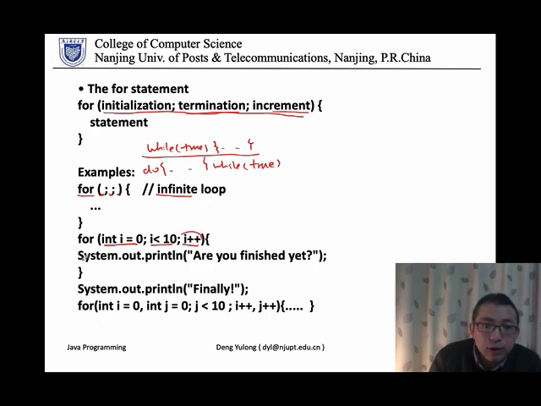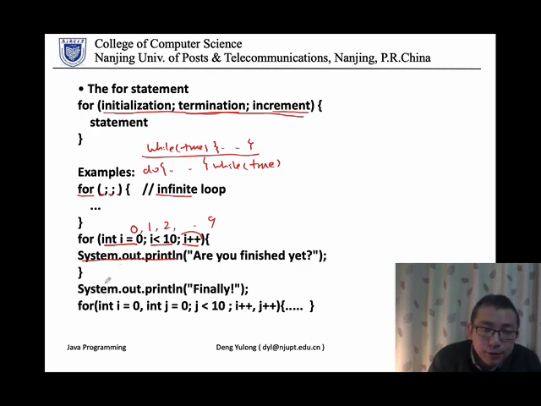So these statements, System.out.println, are you finished yet? The same from 0, then 1, the next 2, up to 9. But when I increments by 1, it becomes 10, so we exit the loop body at the end. And finally, we printed "finally".